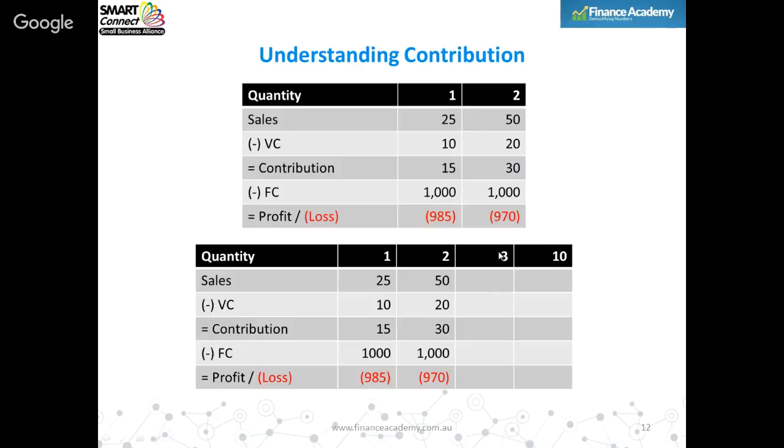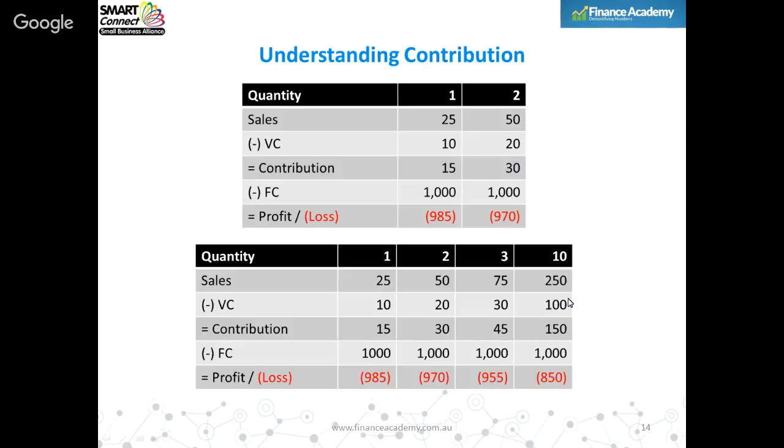Now, when it comes to three burgers, if this business sells three burgers, cost of each burger is $25. So 25 into 3 is $75. Variable cost will vary. So it will be $10 into 3, $30. Contribution will be 45. Fixed cost will remain fixed. It will not vary. And now this business has reduced the loss to $955.